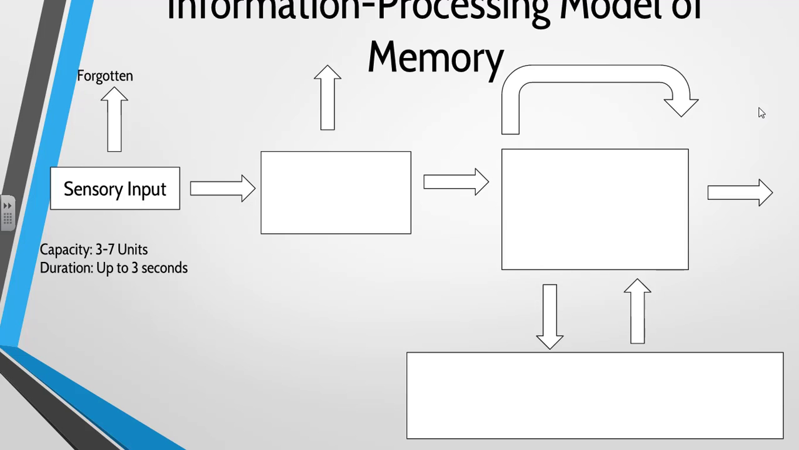So according to this theory, the first step in the process of making a memory is sensory input. And actually that capacity thing is in the wrong spot, so ignore that. That shouldn't be there. So you're going to fill in just sensory input and forgotten.